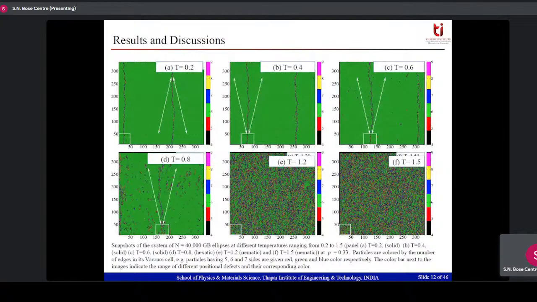So we vary the temperature, same density. What happens is at very low temperature, you get to see mostly the green color. What I just did is I colored each of the particles depending on how many nearest neighbors they have. So here mostly green color, that means green means 6 nearest neighbors. If you have other colors like red and blue, so 7 and 5, 6 green, 8 yellow, and so on, right? So mostly green means mostly hexagonal order.